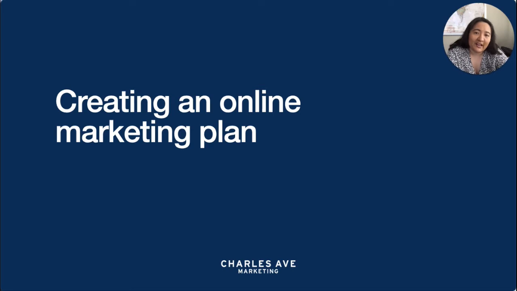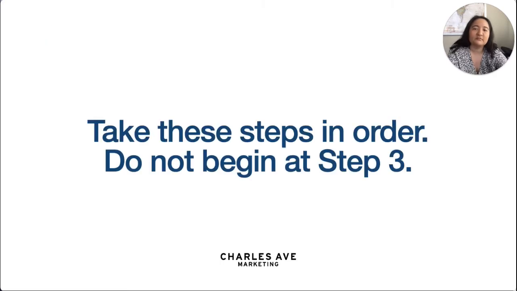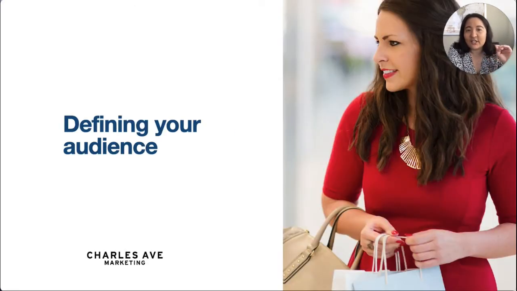So as you go about creating your online marketing plan, I'm going to offer a 3-step framework. We'll go into each step in more detail, but the 3 steps are: first, to define your audience, then to create an online destination, and then to decide the right channels for promotion. Now, I cannot stress this enough. Networks that are new to us are too often a shiny object distraction rather than a strategic choice. So "I need to get my product on TikTok" is not a solid marketing plan. So do not begin at step 3. I encourage you to begin at step 1, which is defining your audience.